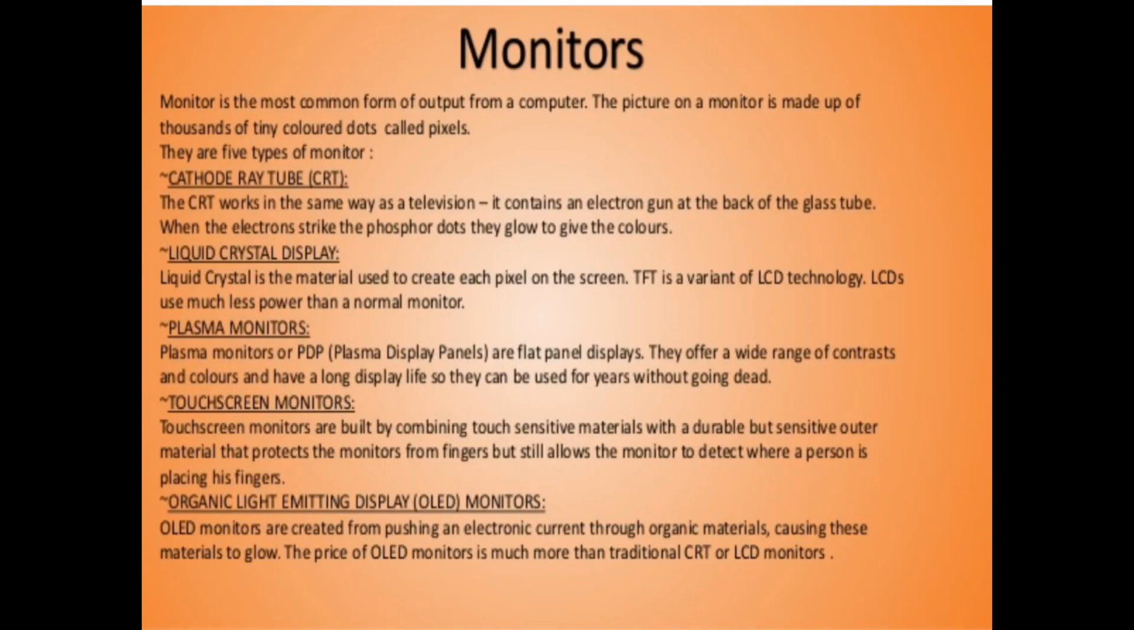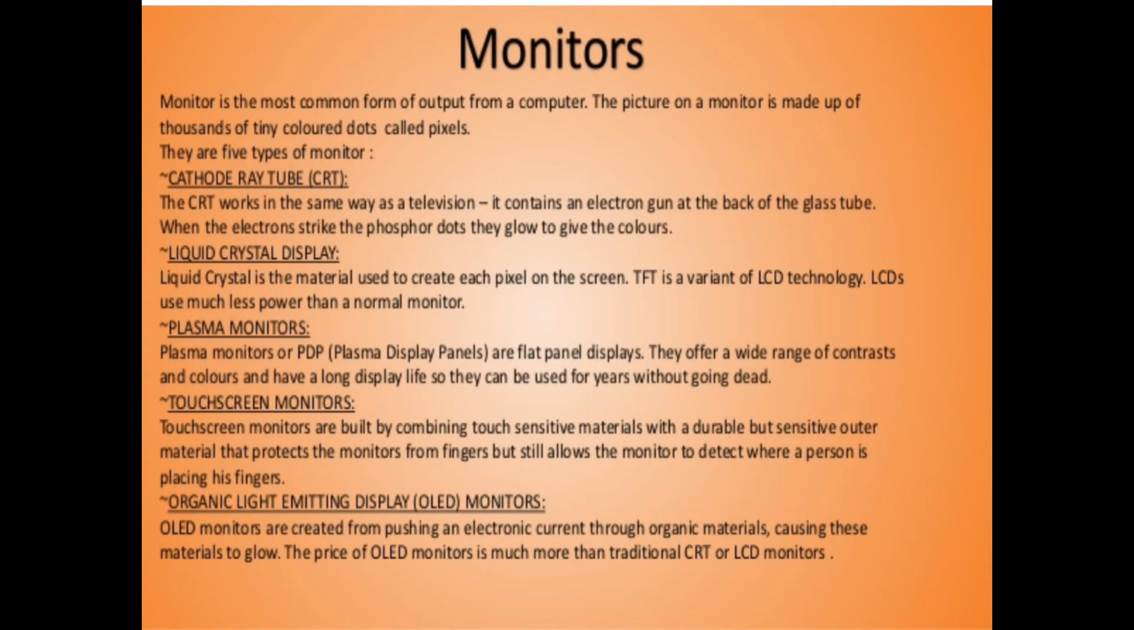The most important output device is the monitor. Monitor is the most common form of output from a computer. The picture on the monitor is made up of thousands of tiny colored dots called pixels. There are 5 types of monitors.